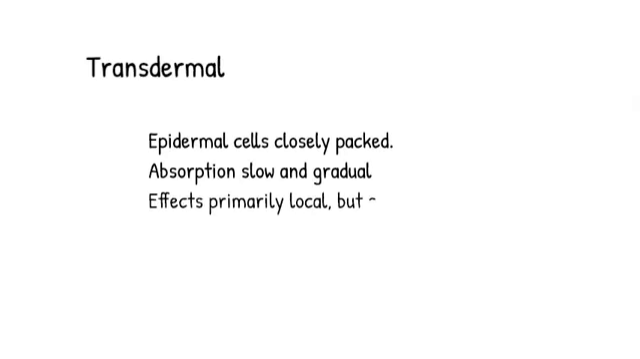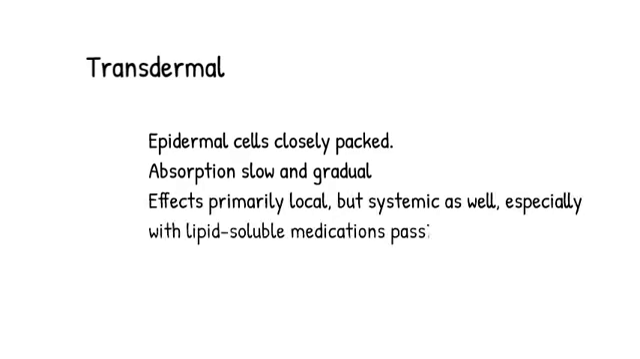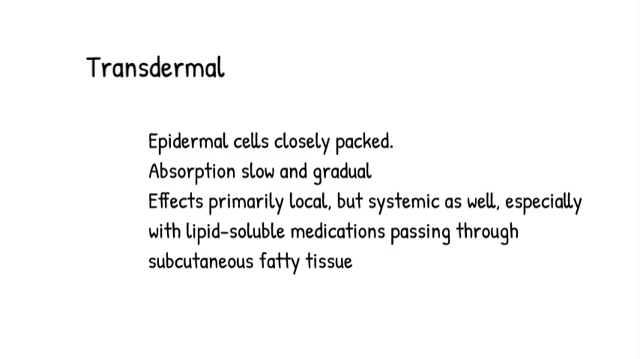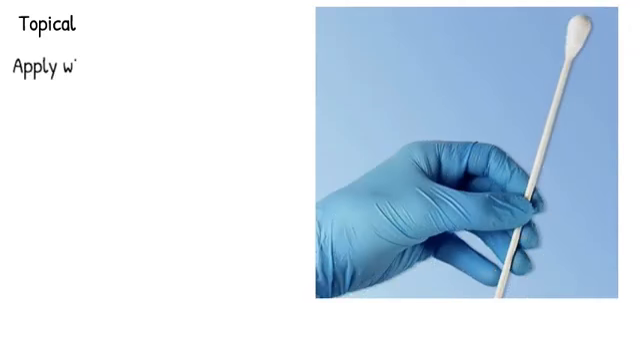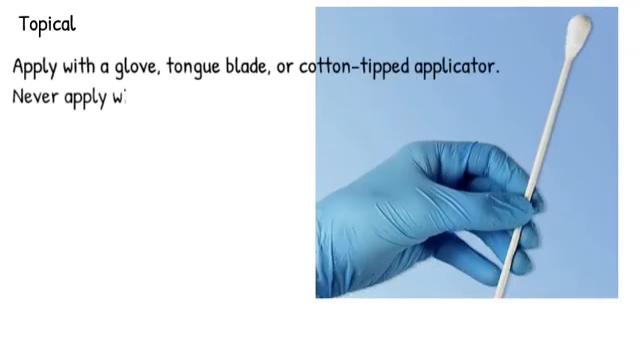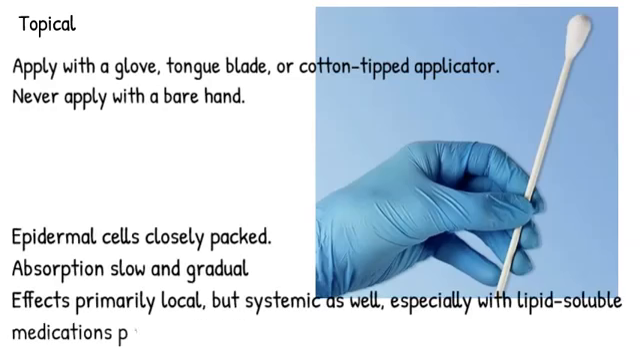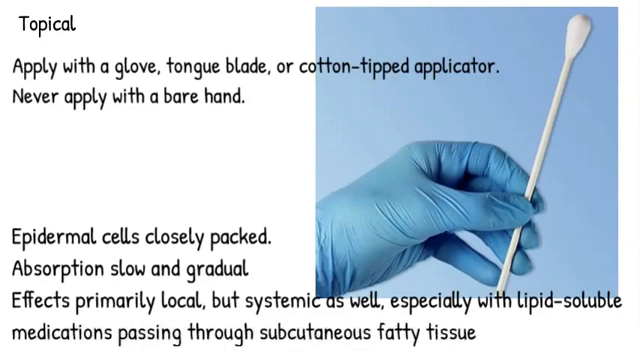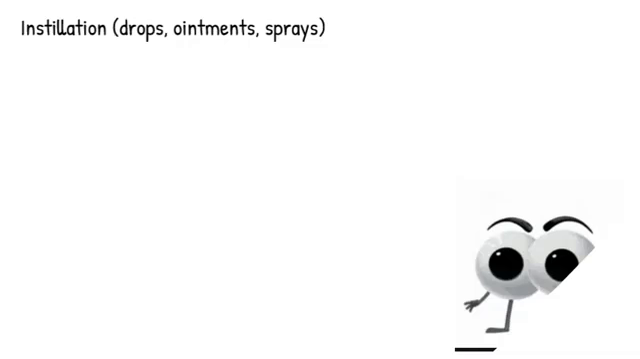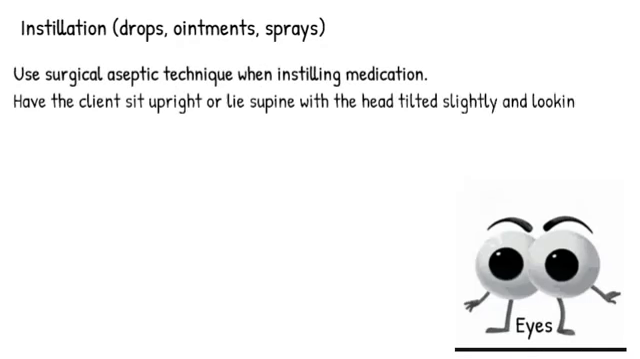When applying a topical medication, you're going to always wear gloves. You can use a tongue blade or a cotton tip applicator, but never ever use your bare hands when you are applying a topical medication. When you are placing eye drops or eye ointment, always wear your gloves. When you are using the ointment, it should be a very thin line and place that in the conjunctival sac area. But you're going to always wear gloves when you are instilling eye drops.